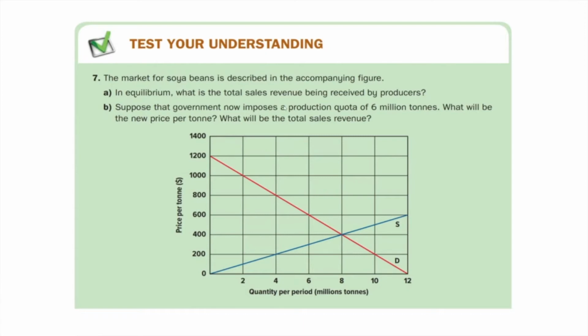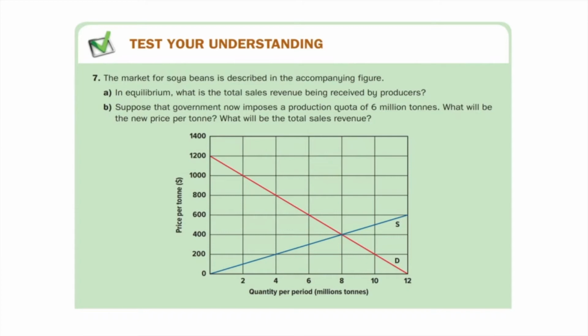Now, suppose the government imposes a quota of 6 million tons. So effectively, there's going to be a straight line going up from here. That straight line would mean that the new equilibrium price would be right there where my arrow is. What will be the new price per ton? Well, the new price per ton will be 6. And what will be the total sales revenue? If you look at the total sales revenue at this point, it's 6 times 6, which is 36. So we went from 32 to 36 in terms of the total revenue.